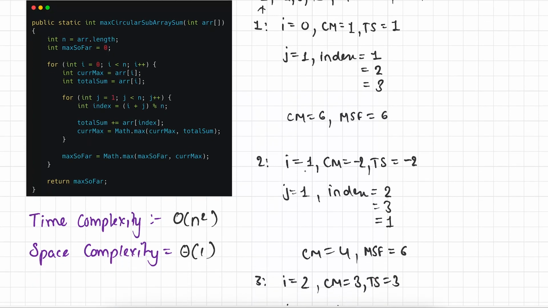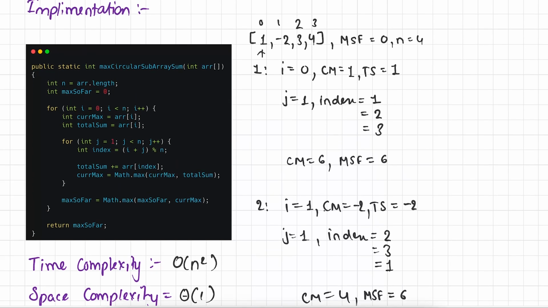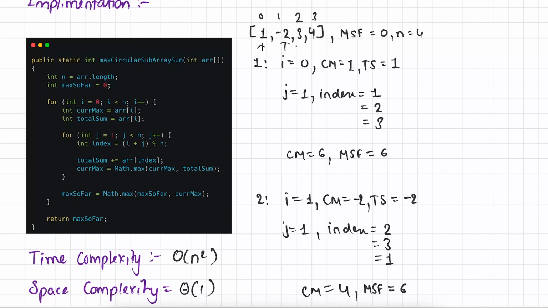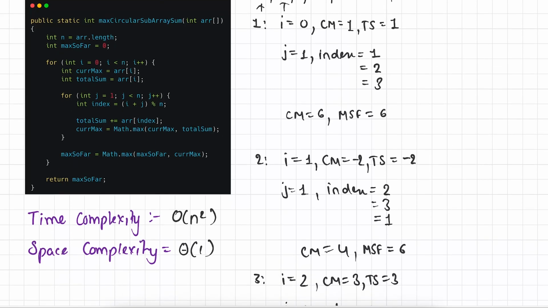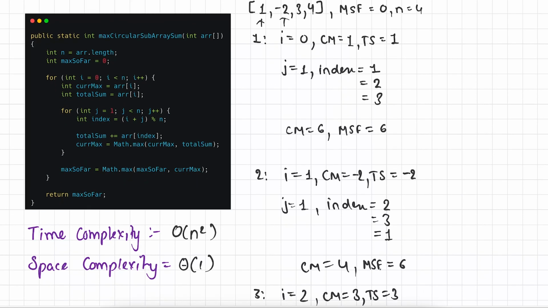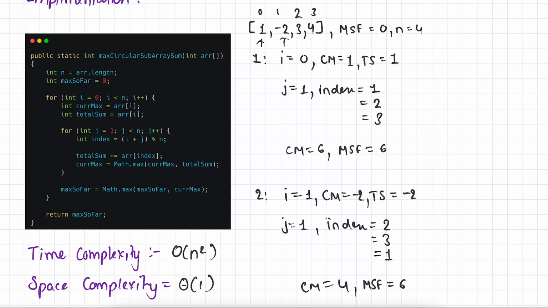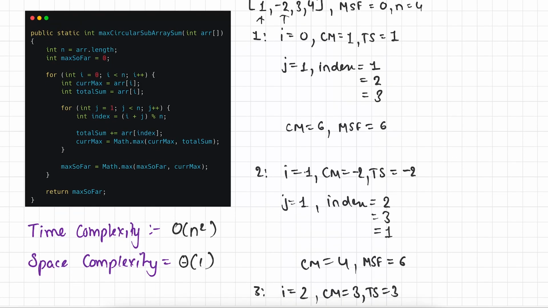The outer loop moves to the next iteration. In the next iteration, the value of i becomes 1. We again initialize the current max and total sum with the element present at index 1, that is minus 2 now. And we start traversing from the next element, that is index 2. So we check index 2, then we check 3, and then 1, and we add all the values in the total sum. We find the current maximum as 4, which is not greater than the maximum so far. So we keep the maximum so far as it is. In this loop, we are considering minus 2, 3, 4 and 1. Moving to the next iteration.